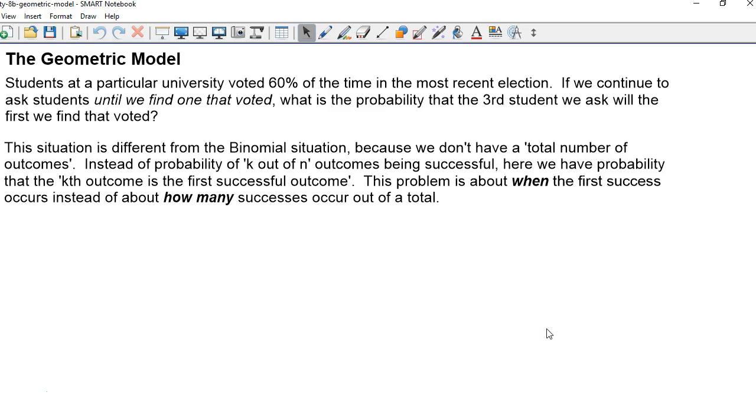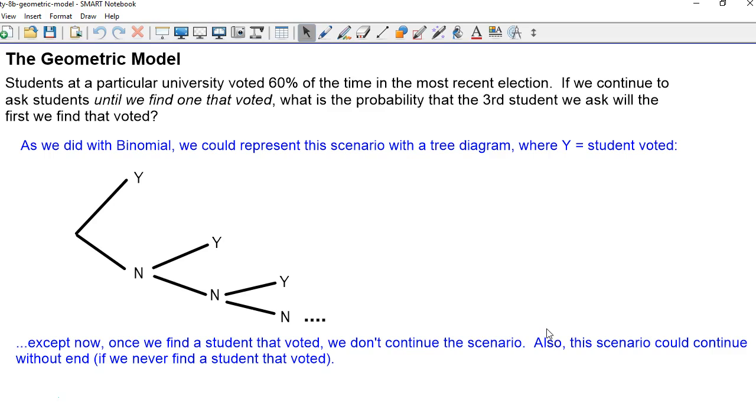Okay, this situation is different from the binomial situation because we don't have a total number of outcomes. Instead of the probability of k out of n outcomes being successful, here we have the probability that the kth outcome is the first successful outcome. This problem is more about when the first success occurs instead of about how many successes occur out of a total.